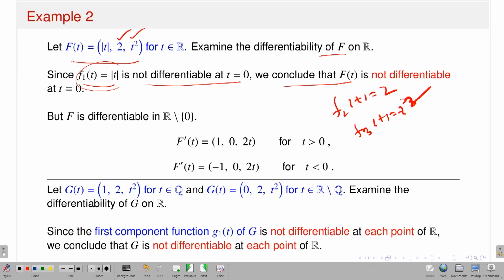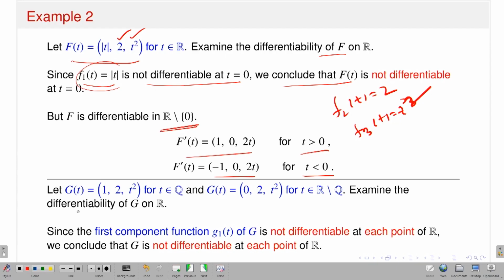So I say that capital F, a function whose component functions are f1, f2, f3, is not differentiable on the whole of R, rather it is differentiable on R minus 0, because I know the component function f1 is differentiable everywhere except at the point 0. You can also have the derivative: it is (1, 0, 2t) if t is positive, and (-1, 0, 2t) if t is negative. But it is not differentiable on the whole of R, because the first component function is not differentiable at the point 0.